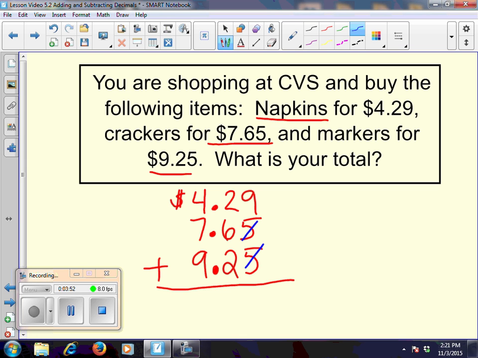5 and 5 is 10. 10 and 9 is 19. 9, carry the 1. Okay? 2 and 2 is 4. 4 plus 6 is 10. And 10 plus 1 is 11. 1, carry the 1. Bring down my decimal.